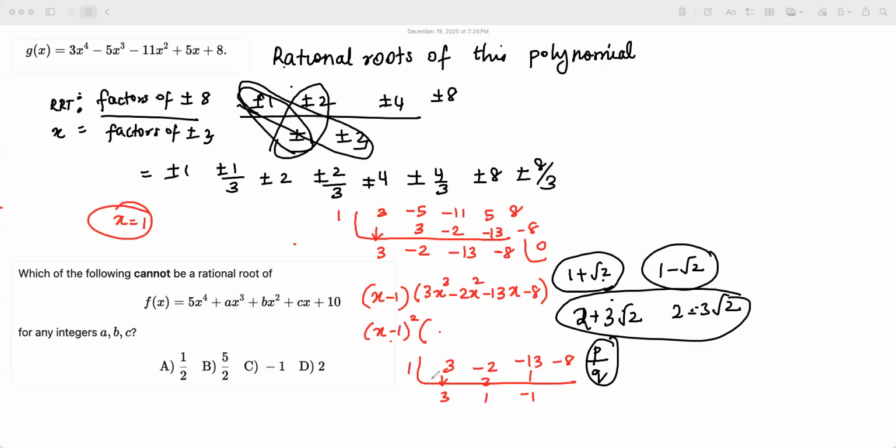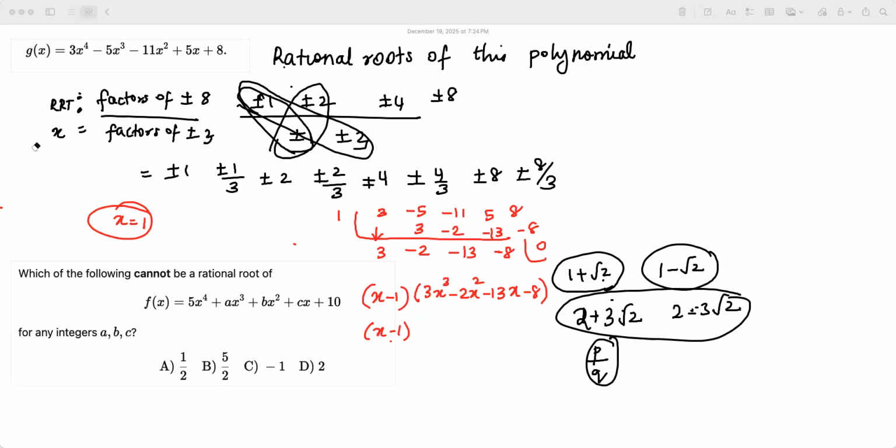Is 1 a factor of that? 3 minus 2 minus 13 minus 8. No, right? 1 doesn't seem to be a factor, then I cannot write it that way.